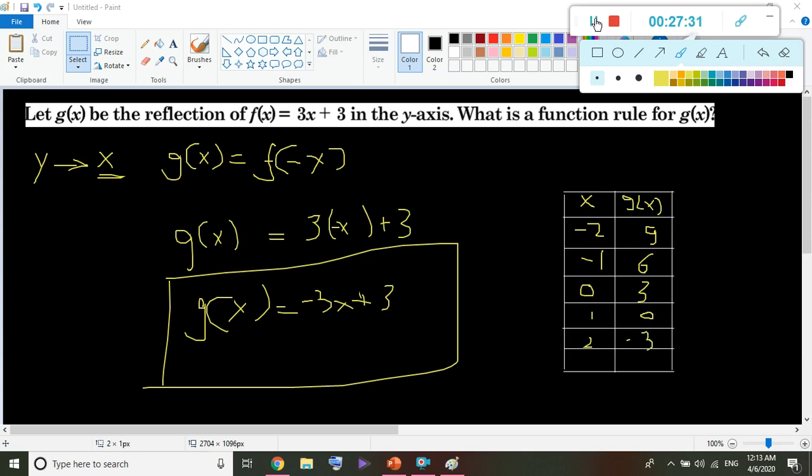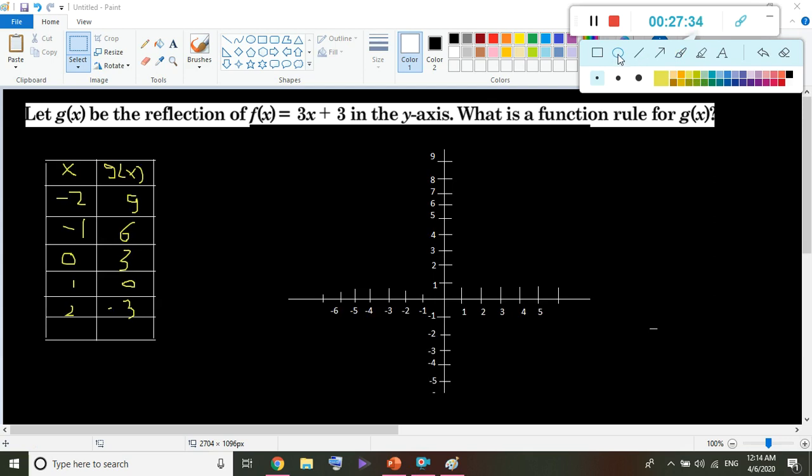Okay, so let's graph this together. Negative 2, 9. Negative 1, 6. 0, 3. 1, 0. 2, negative 3. Okay, so this is the reflection. Now, how can we know what's the original one here? This is supposed to be intersecting with all of them. Okay, so this is the reflection of the original one.